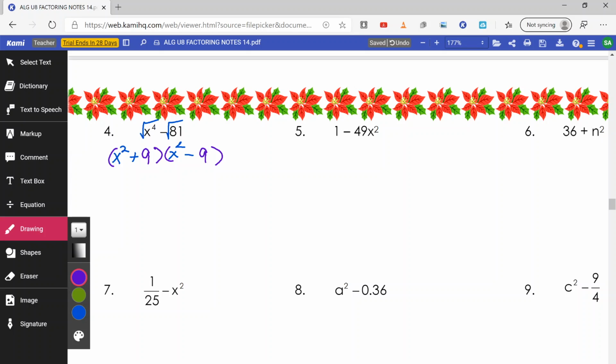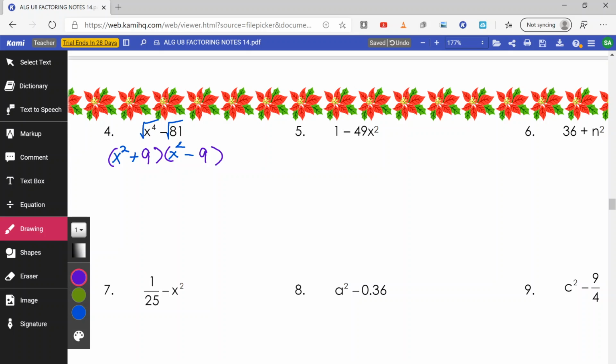So we end up with x squared plus 9 times x squared minus 9. So from here we want to look to see, are there any common factors inside each parenthesis? X squared versus 9, there are none. So now I want to make sure, do we have a difference of two perfect squares, or are we done?